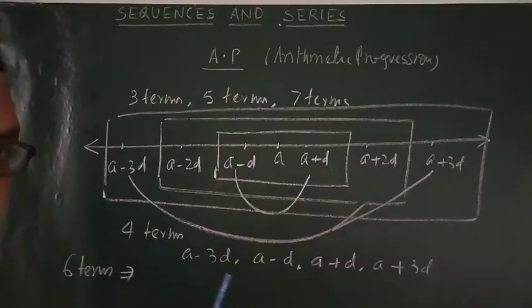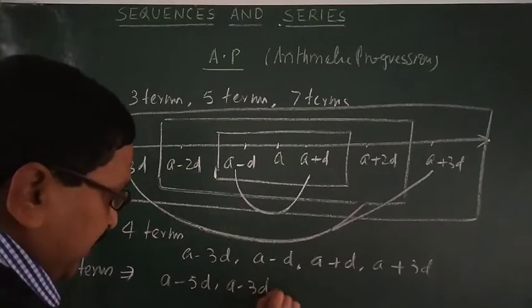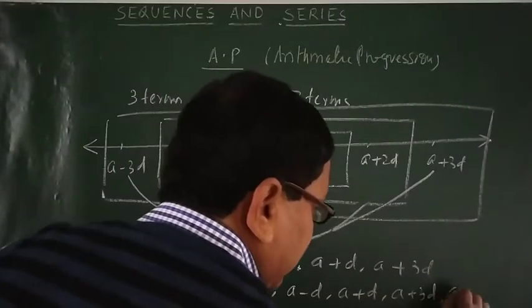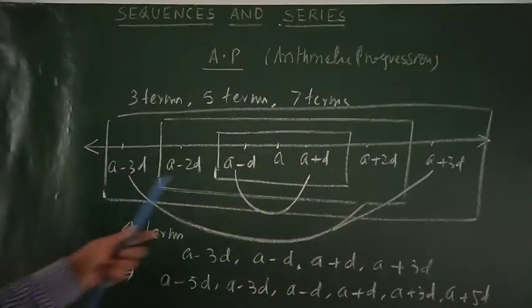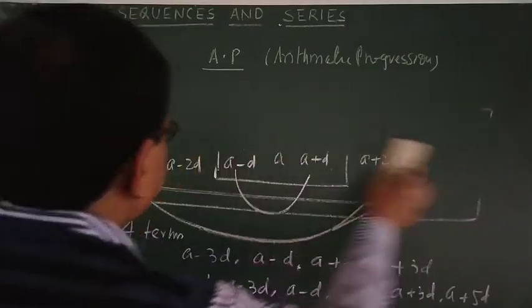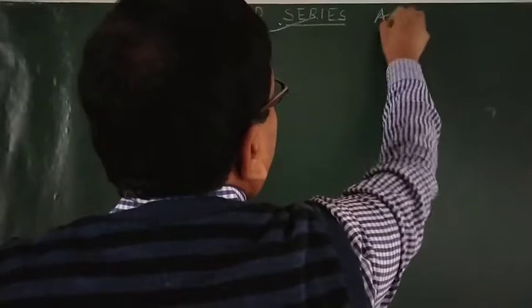The difference between the terms, everywhere the difference is 2D. When 2D is taken back, it will be left with A minus 5D, A minus 3D, A minus D, A plus D, A plus 3D, and lastly A plus 5D. So by using this you can do the problems fast. You may be knowing this fact from class 10. Now the distinct problems, only the distinct problems of AP. Now we have started AP, so only the distinct problems of AP will be discussed here, not all. So let us see some distinct problems of AP.